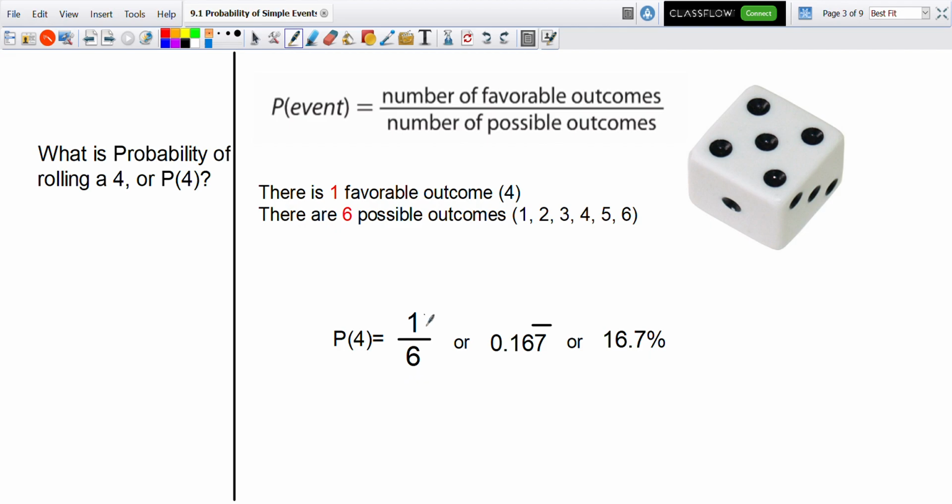So the probability then is 1 over 6 as a fraction. Or if I use my calculator and I divide 1 divided by 6, I get this as my decimal. And if I move the decimal point 2 spots to the right, I'll find that it's 16.7% chance to occur.